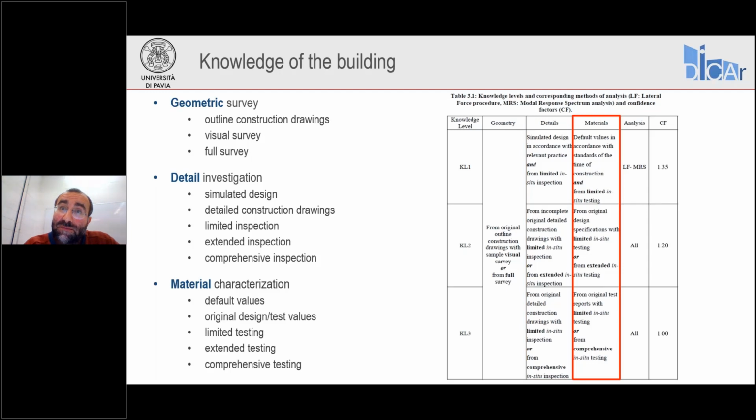Then we need to characterize the material of our building. Again, we may need to refer to some default values, but we may also be more lucky and have sources such as original design documentation or original material testing results. And we may be able to refer to these values. In any case, it's also better to perform some on-site testing. And again, this test can be more or less extended, going from limited to comprehensive, depending on the amount of elements that we are investigating, again, to confirm the choices or the assumptions that we are making.